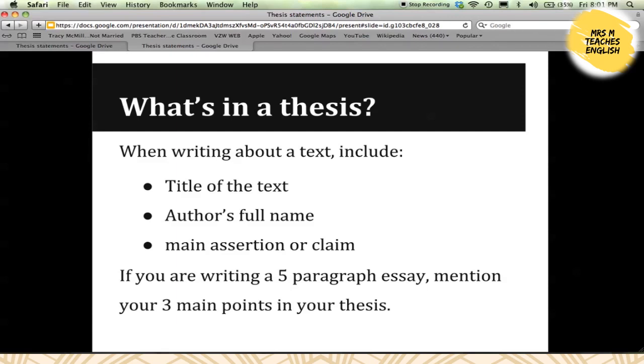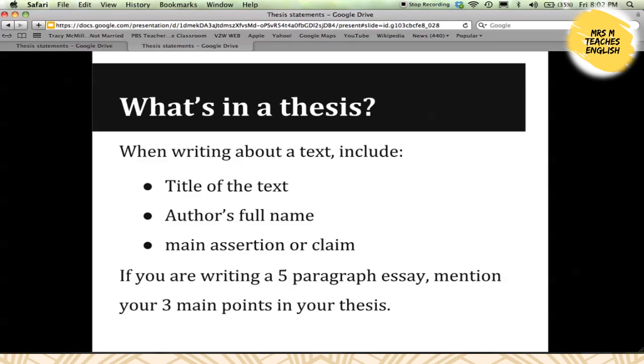In most 5-paragraph essays, you want to be able to give the reader a sense of what those 3 body paragraphs are going to be about. Because you have your introduction, 3 body paragraphs, and a conclusion. And each of those 3 body paragraphs is going to develop a separate point in relation to your thesis. Some teachers call this the essay map. You include it in your thesis to give the reader a map to let them know what the parts of your essay are going to be about. So when you're writing a 5-paragraph essay, you want the title of the text, the author's full name, your main assertion, and those 3 main points you plan to develop in your 3 body paragraphs.